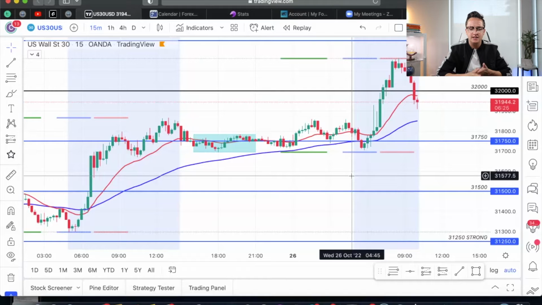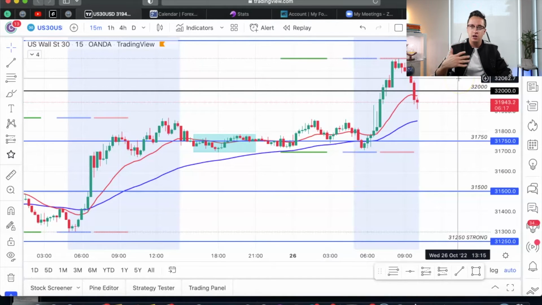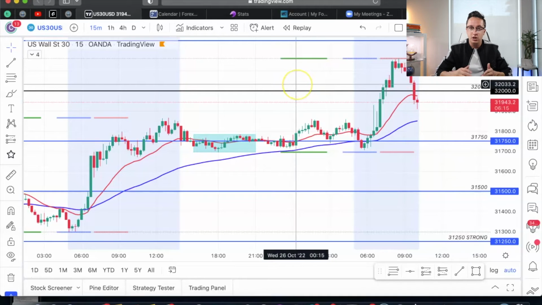But the Dow Jones consists of the top 30 companies in America, like Amazon, Tesla, all those companies. You can go on Google and type in Dow Jones, the top 30 companies in it. That's why it's US30, because it represents the top 30 companies in America.